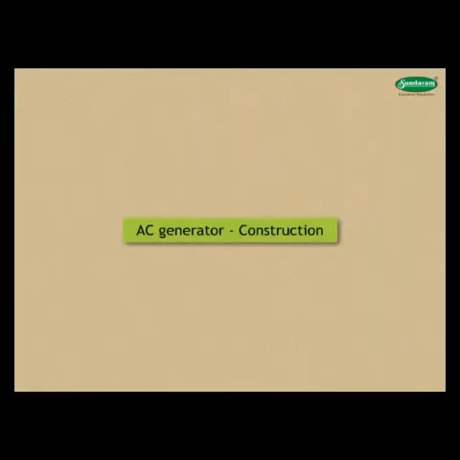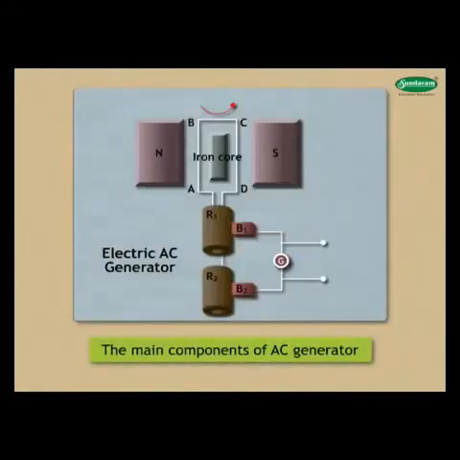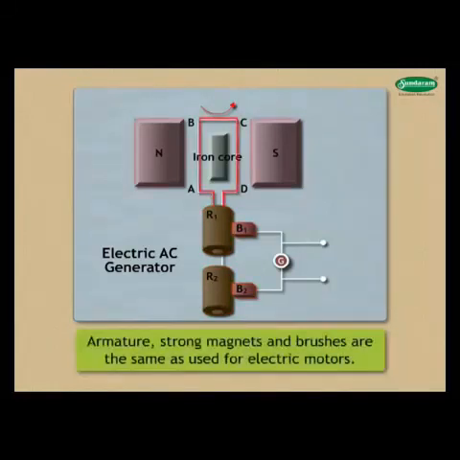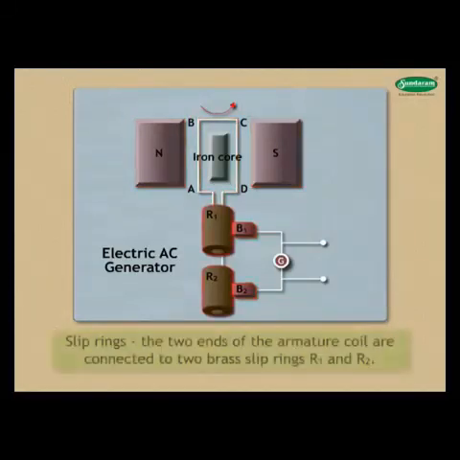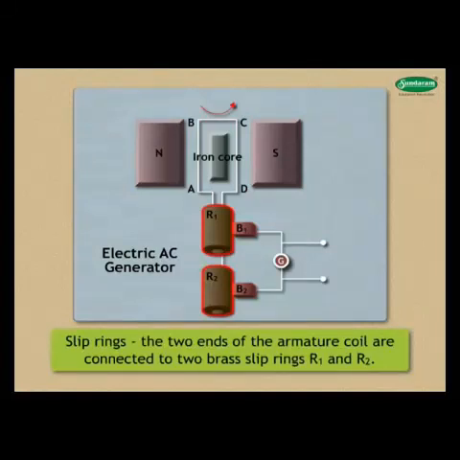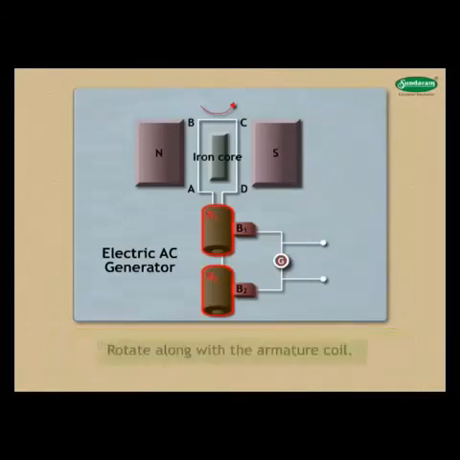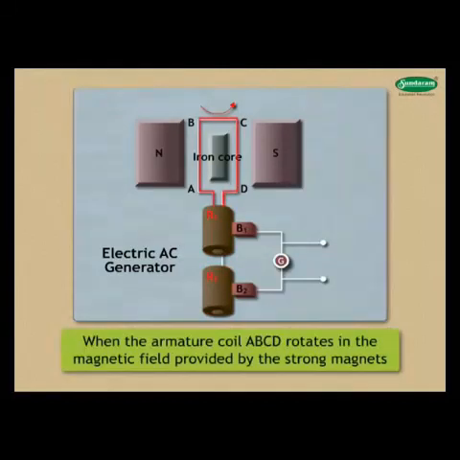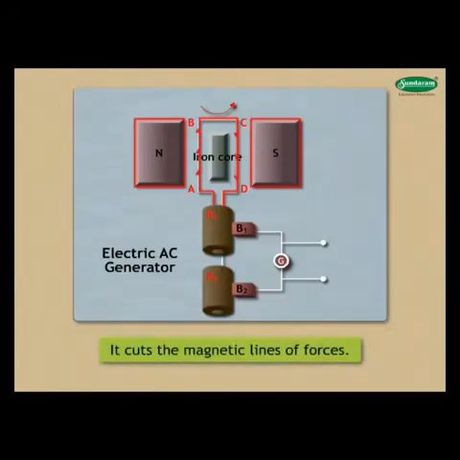AC generator construction: the main components of an AC generator are as shown: armature, strong magnets, slip rings and brushes. Armature, strong magnets and brushes are the same as used for electric motors. Slip rings: the two ends of the armature coil are connected to two brass slip rings R1 and R2. These rings rotate along with the armature coil. Working: when the armature coil ABCD rotates in the magnetic field provided by the strong magnets, it cuts the magnetic lines of force.